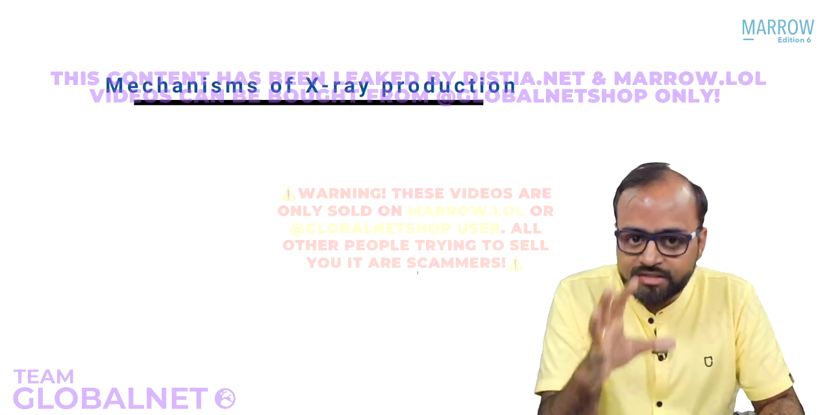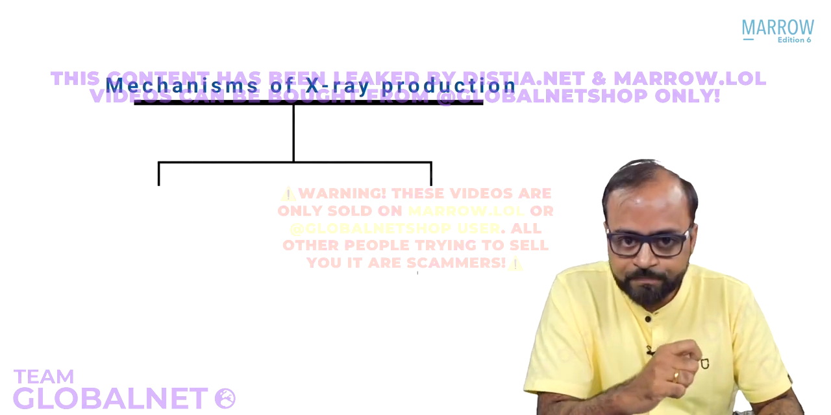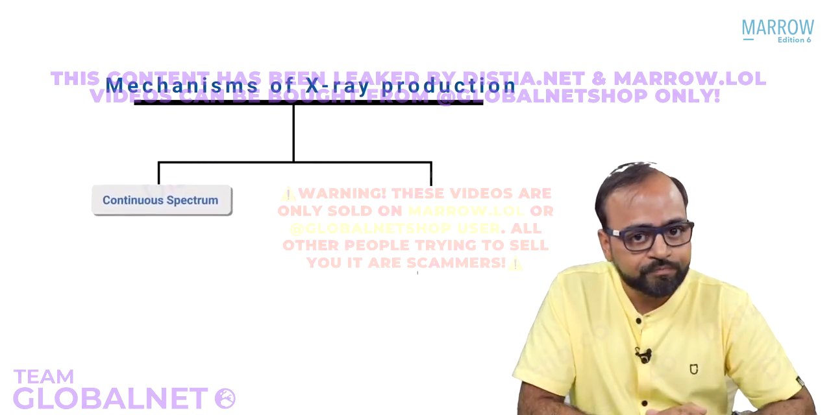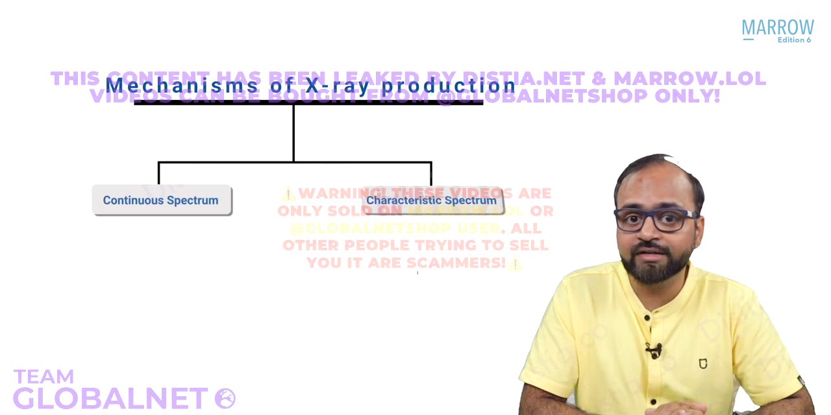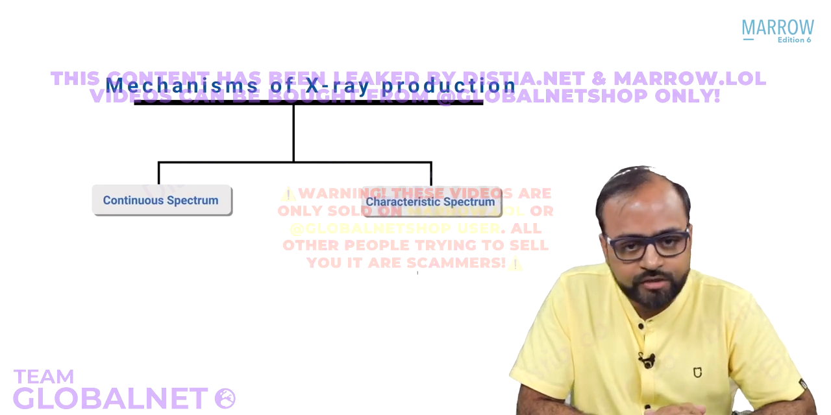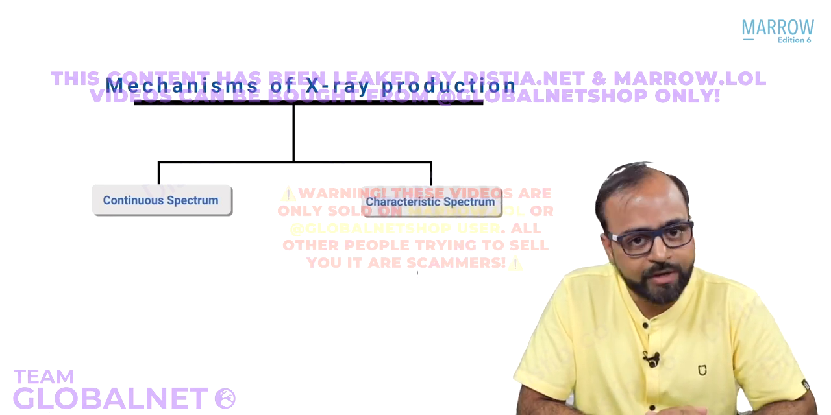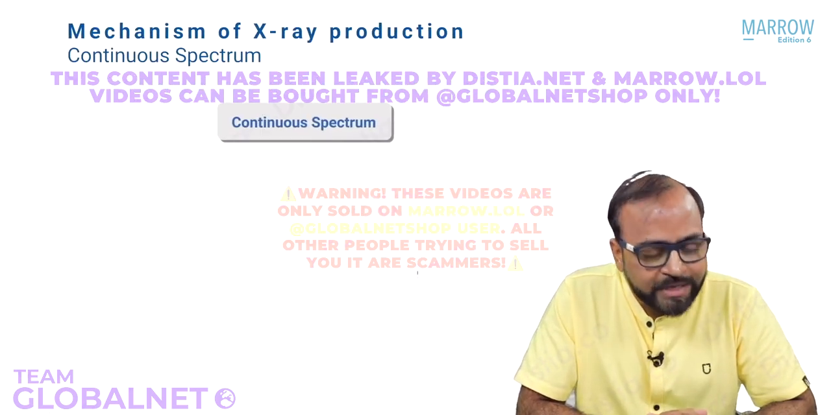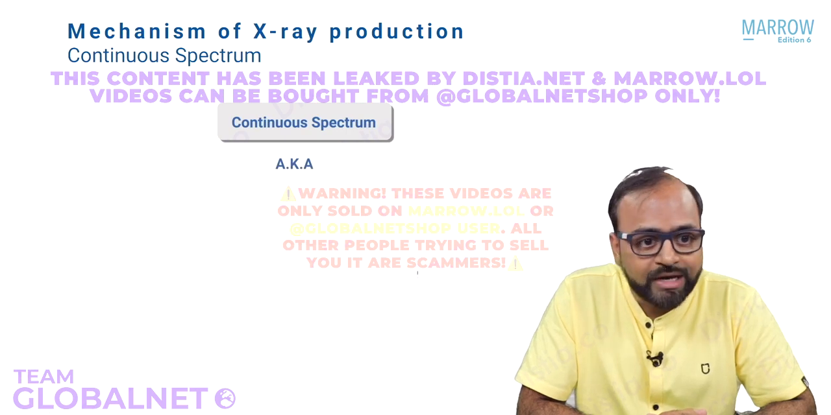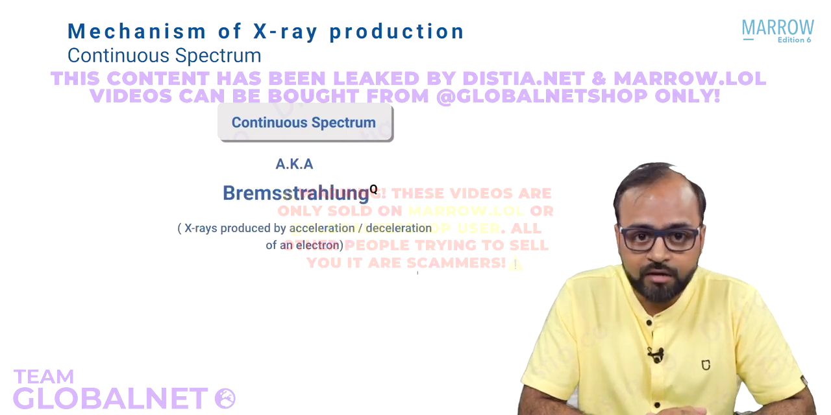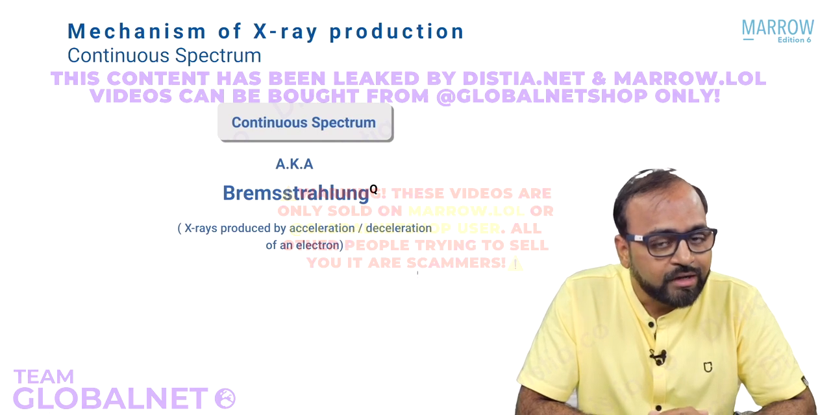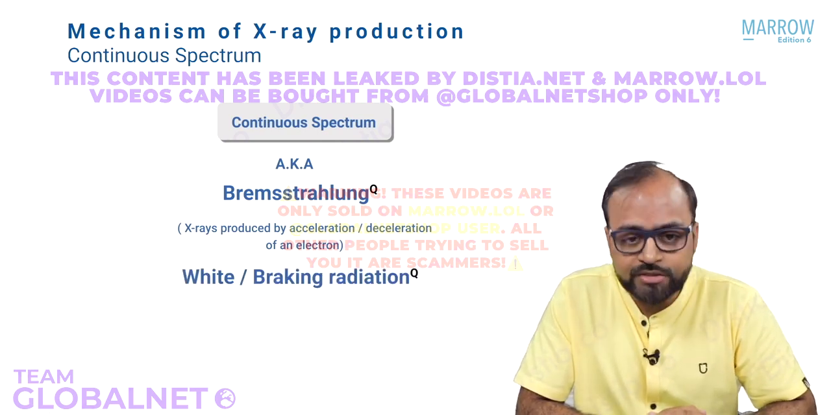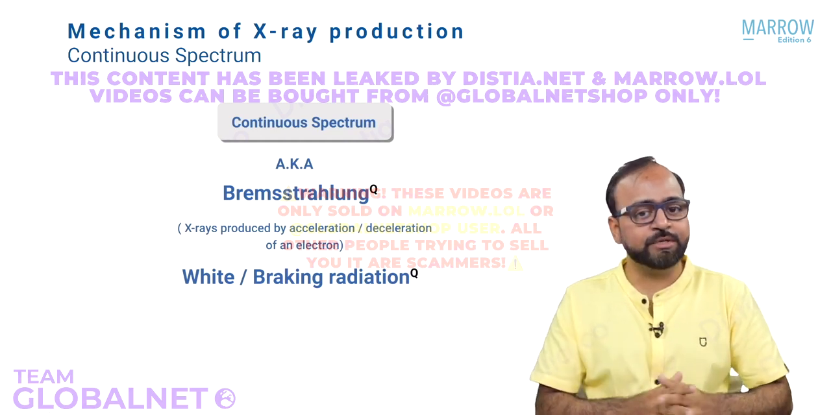Now there are two ways in which X-rays can be produced. One is what is called the continuous spectrum. The other is called the characteristic spectrum. What is this continuous and characteristic spectrum? Let us start one by one. Let us discuss first what is the continuous spectrum. Continuous spectrum is also called Bremsstrahlung, a German term, right? It is also called white radiation or braking radiation. Why is it called braking radiation? We will see that in this animation.